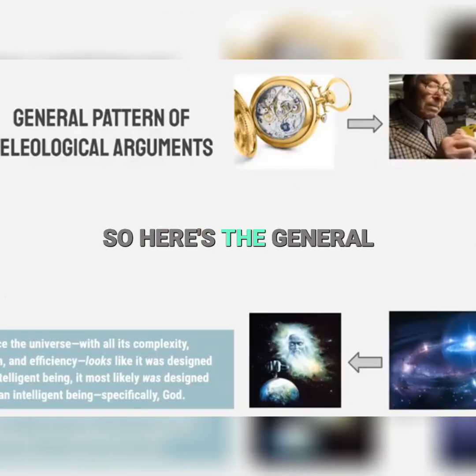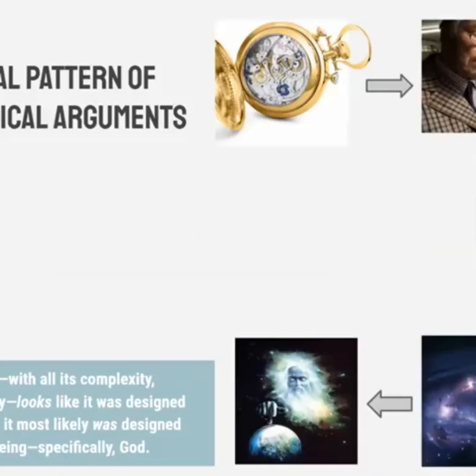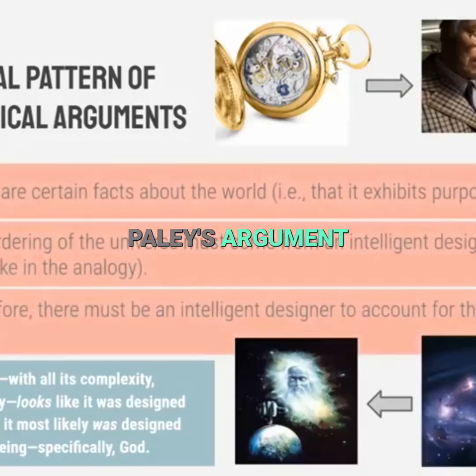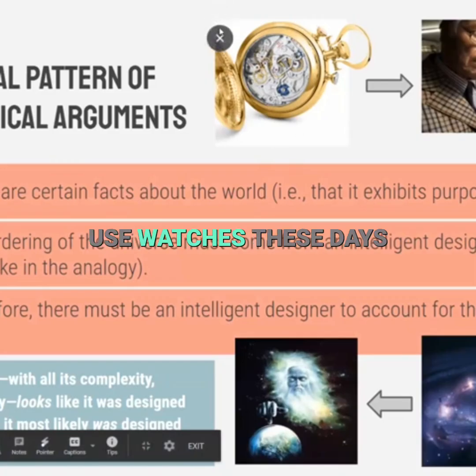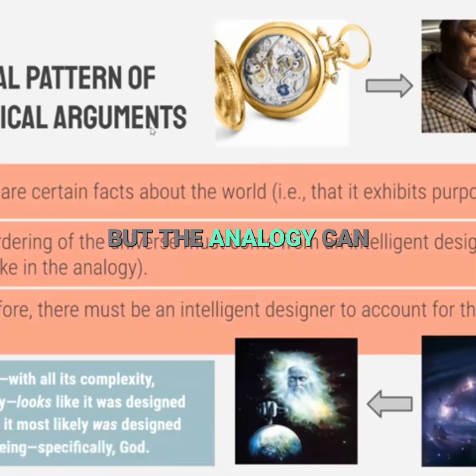Okay, so here's the general pattern of Paley's argument, right? So he uses a watch. Now, I know most of us probably don't even use watches these days because of our cell phones, but the analogy can still hold, right? If we look at a watch, what do we infer here? There's a lot of moving parts. It's very complex. It looks put together. So if we found this watch on the beach, what kind of inference could we make? Well, here we go. There's got to be a watchmaker, right?